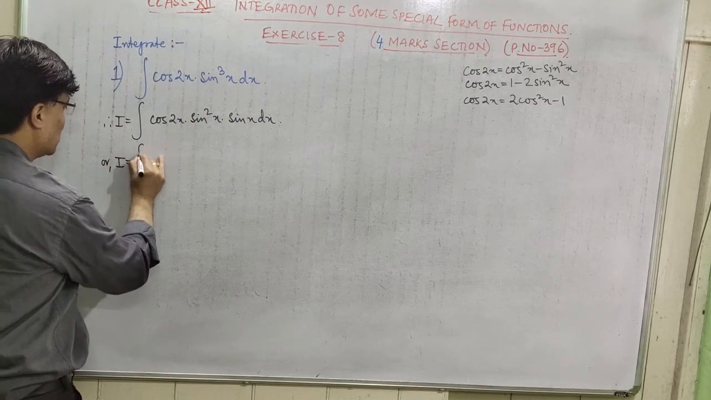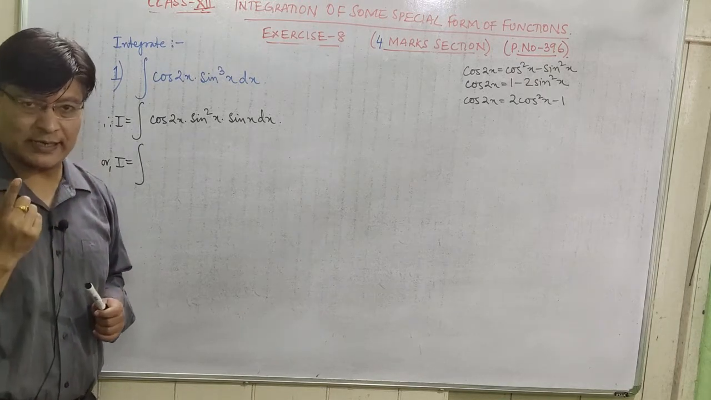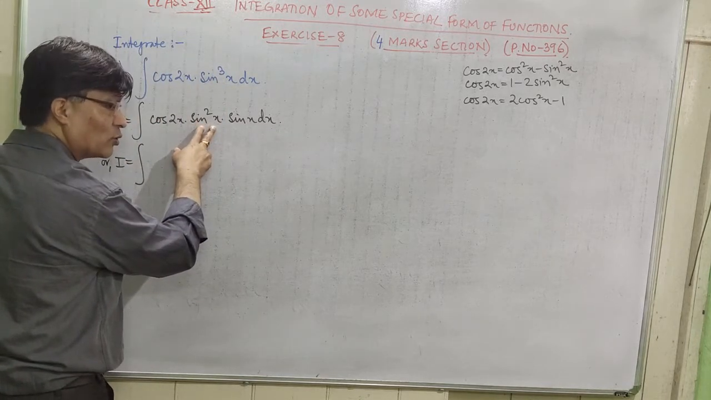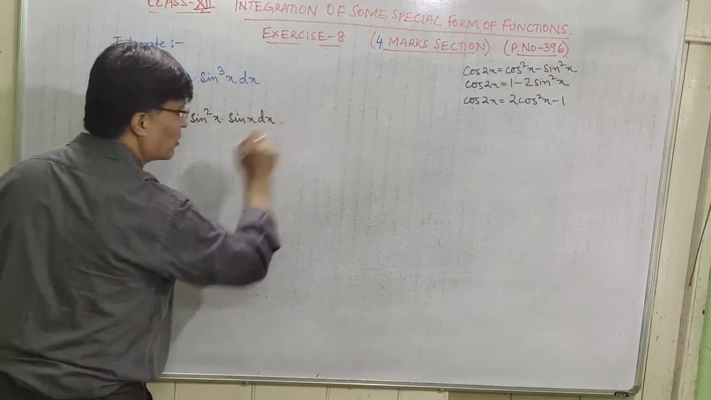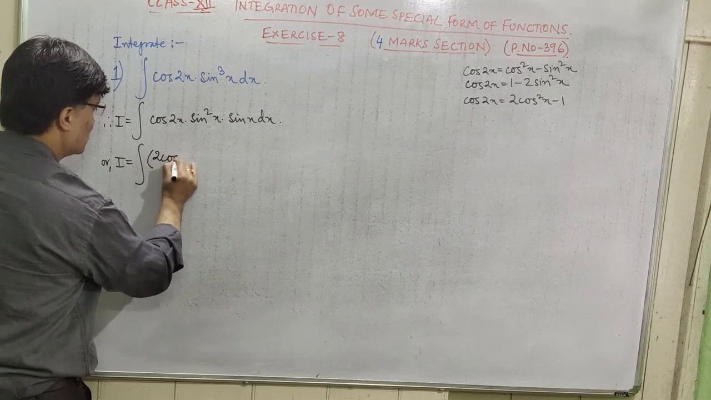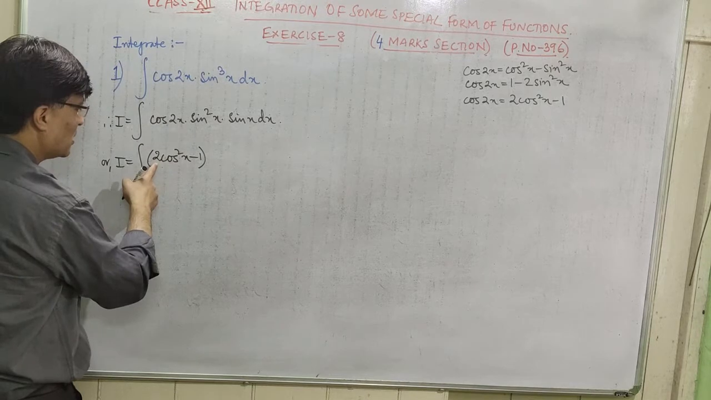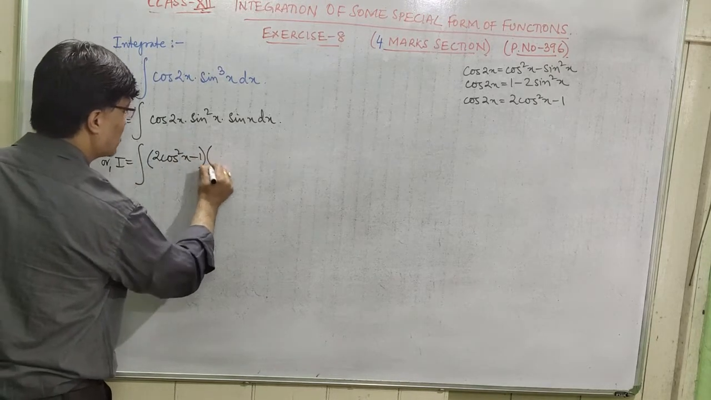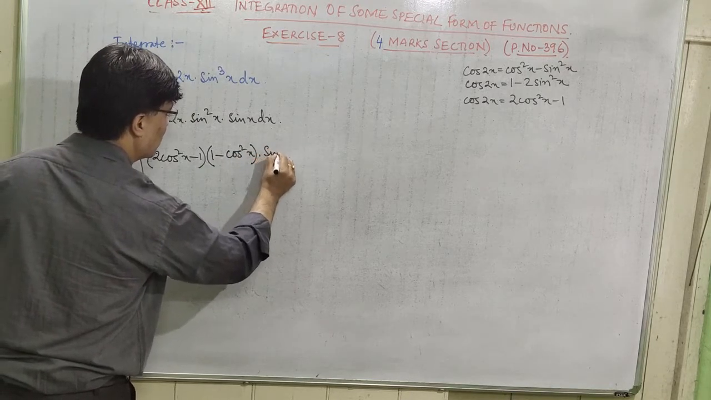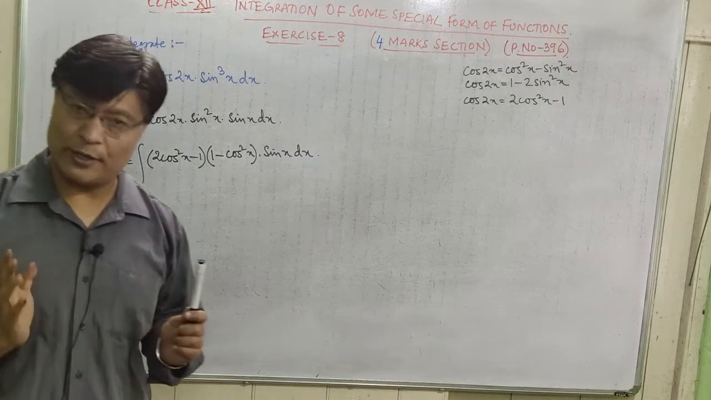Since you know that the differentiation of cos x is minus sin x, you should get sin x dx. So let us convert this sin square x into cos square x and this cos 2x in terms of cos x. What is cos 2x in terms of cos x? It is 2 cos square x minus 1, right? And what's sin square x? 1 minus cos square x, bracket closed. Then what should you write here? It is sin x dx. So I hope you have understood it.